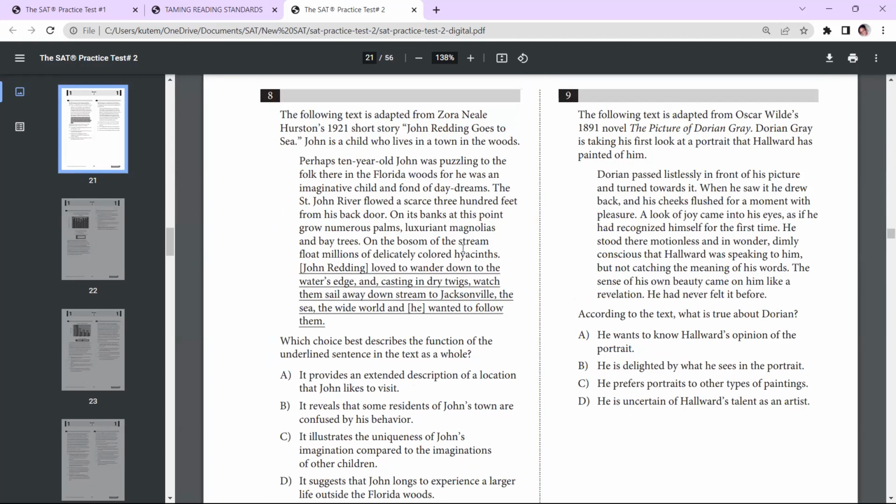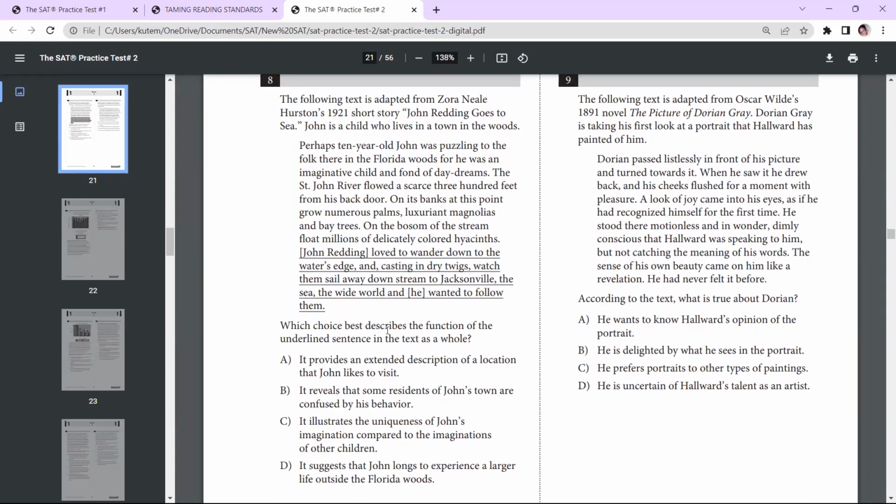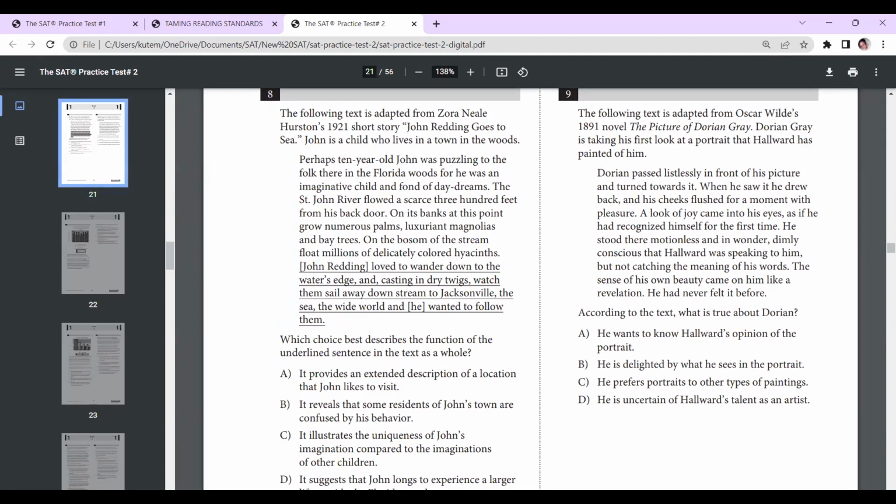The following, sorry, I always forget to read the question. It says, which choice best describes the function of the underlined sentence in the text as a whole? The following text is adapted from Zora Neale Hurston's 1921 short story, John Redding Goes to Sea. John is a child who lives in a town in the woods. Perhaps 10-year-old John was puzzling to the folk there in the Florida woods, for he was an imaginative child and fond of daydreams. The St. John River flowed a scarce 300 feet from his back door.